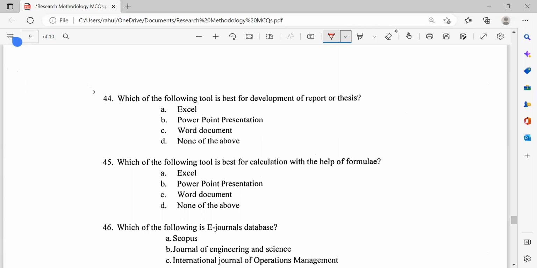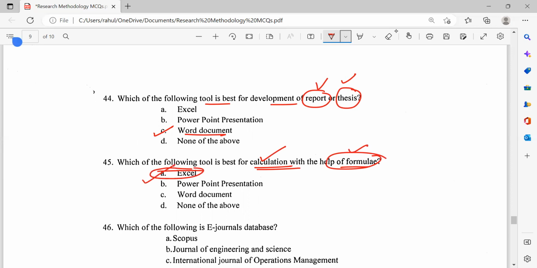Question number 44. Which of the following tool is best for development of report or thesis? We want to develop report, we need Word document, right? Option C is the correct answer. Question number 45. Which of the following tool is best for calculation with the help of formula? Whenever we want to do calculations with the help of formula, obviously we will go with Microsoft Excel. Option A is the correct answer here.